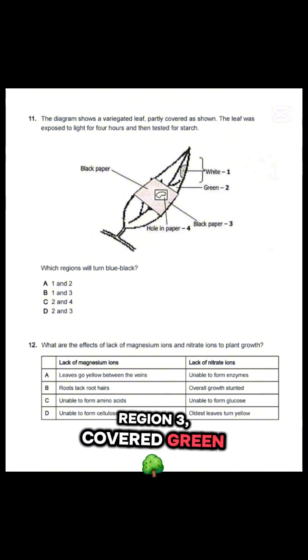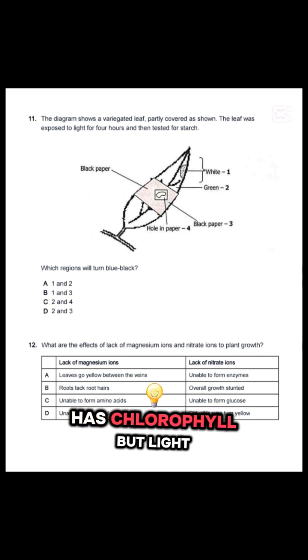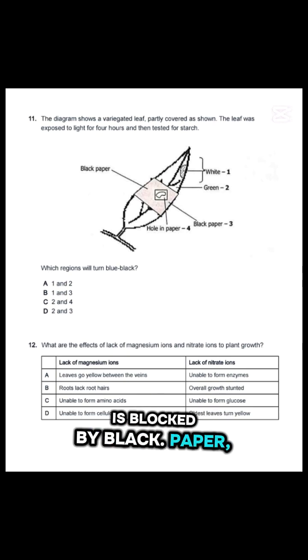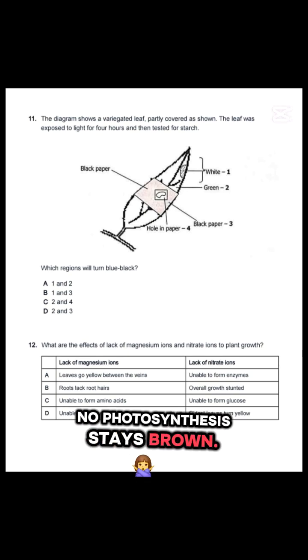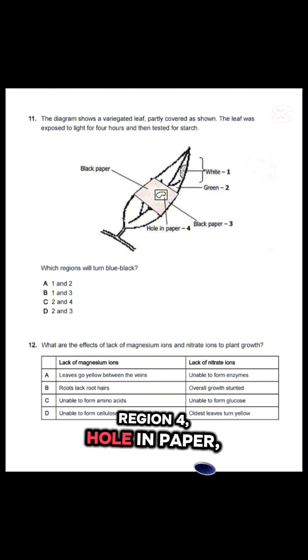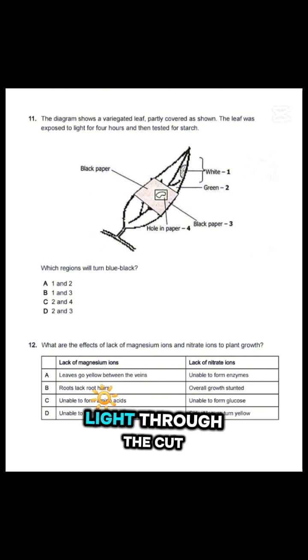Photosynthesis happens. Turns blue-black. Region 3, covered green. Has chlorophyll but light is blocked by black paper. No photosynthesis. Stays brown. Region 4, hole in paper, green area that receives light through the cutout hole. Photosynthesis happens. Turns blue-black.